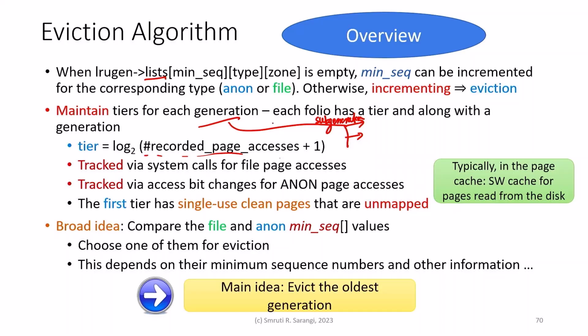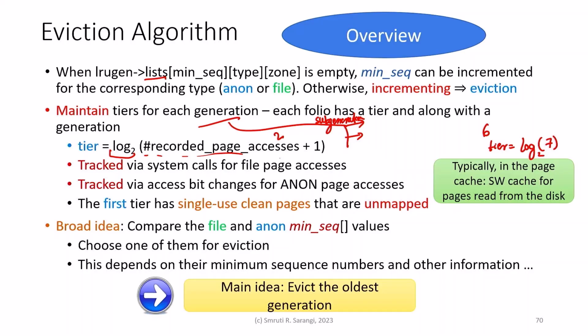So let us say that you saw 2. Then log to the base 2 of the number of page accesses plus 1 is known as the tier. The tier is the sub-generation. For example, let us say you recorded 6 different such changes. Then its tier will be log of 7 to the base 2. Alright, so far so good.